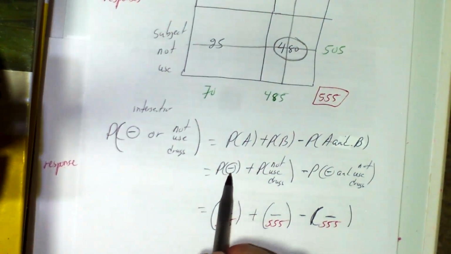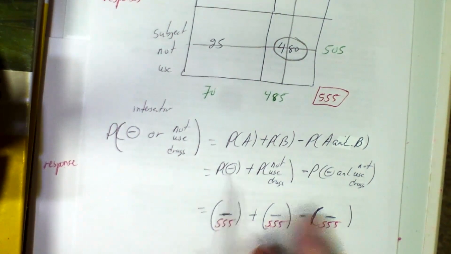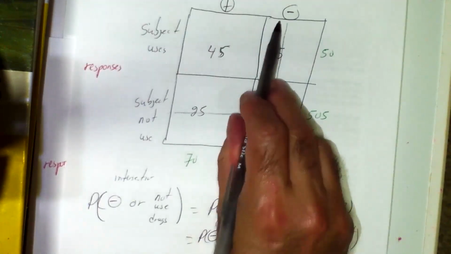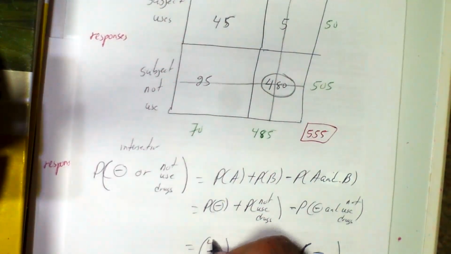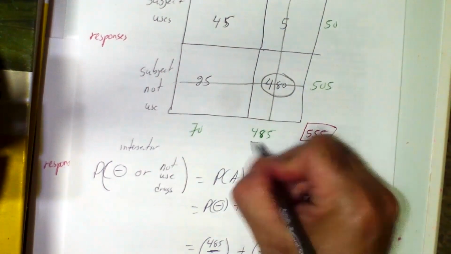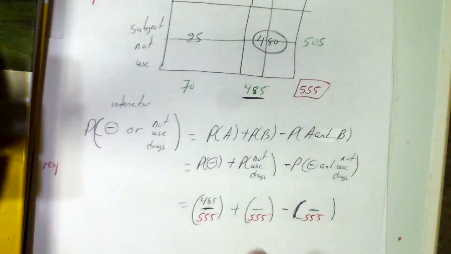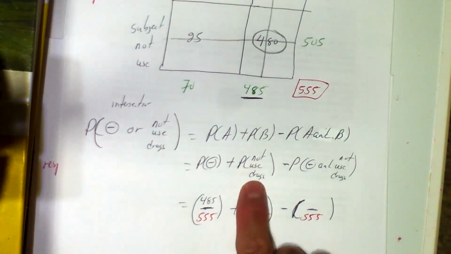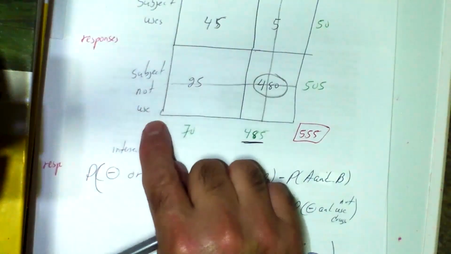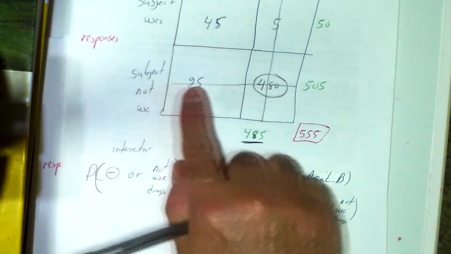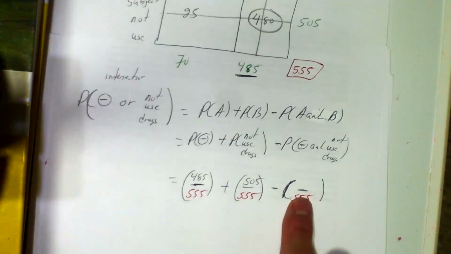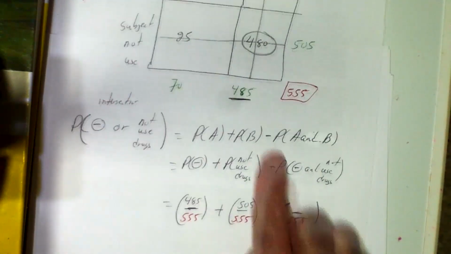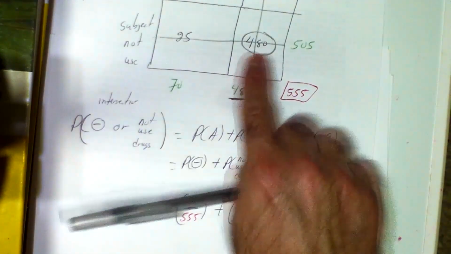Okay, now I'm going to get the total of the negative test results. Go to negative, follow the line. Outside the box, there's your total: 45. All right, next one. Not use drugs as a response. Not use. There it is. Follow it. There it is: 505. And then the last part. Where did they intersect? They intersected at the value of 480.